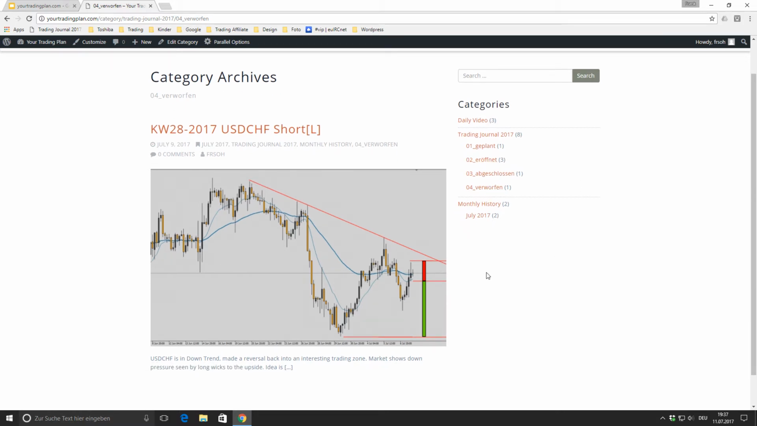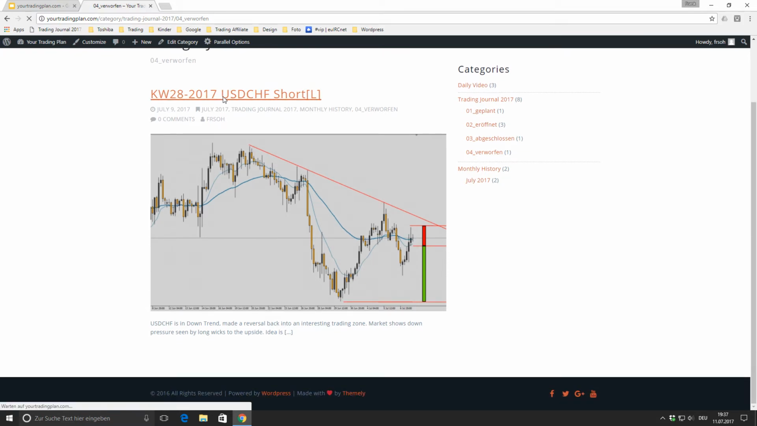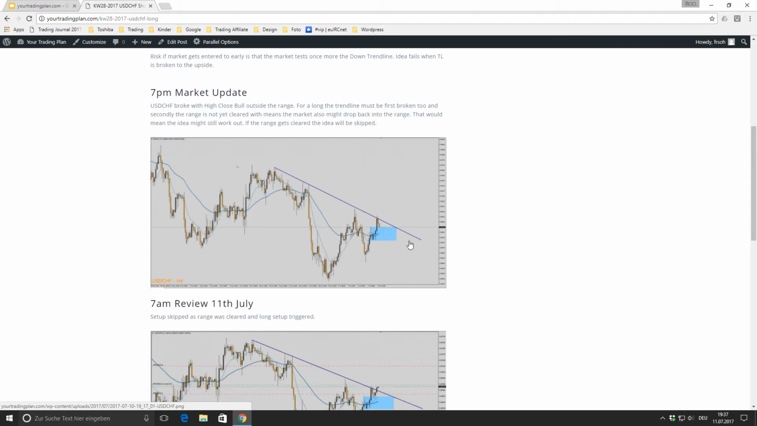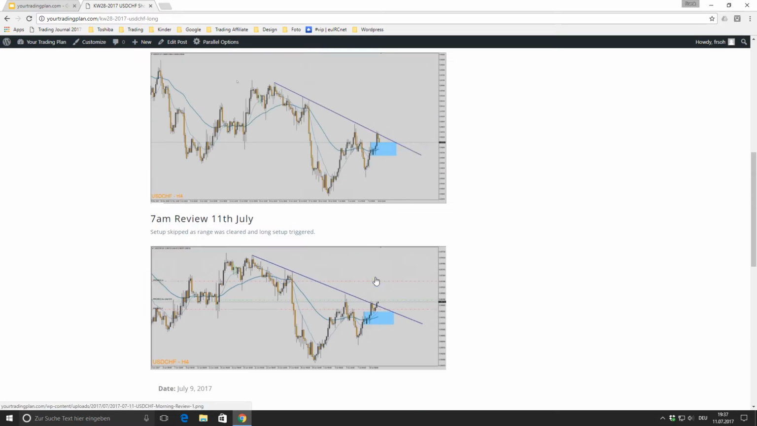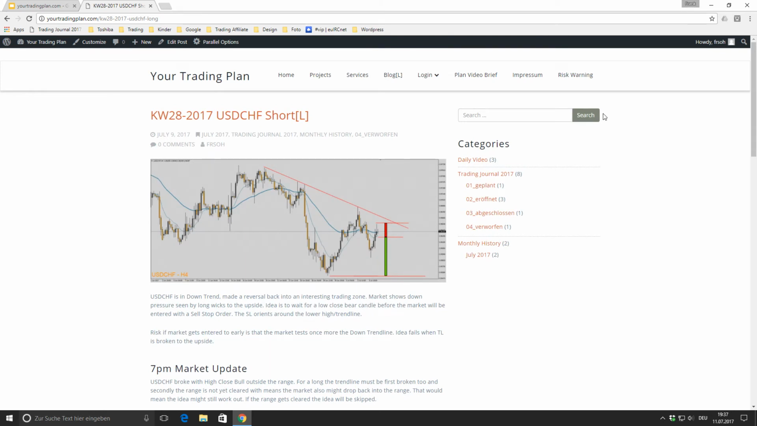And this was the trade from yesterday, which we skipped actually, or the idea, and why we skipped it. Pretty simple, because the range was cleared, it went into a long signal, we executed a long signal, and therefore this signal was not true anymore.